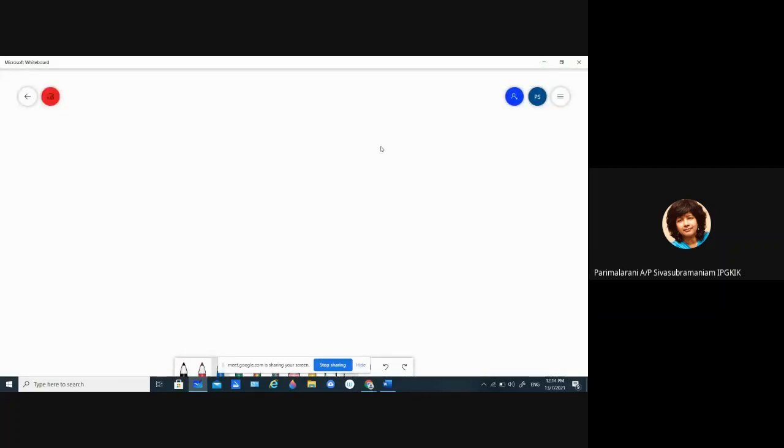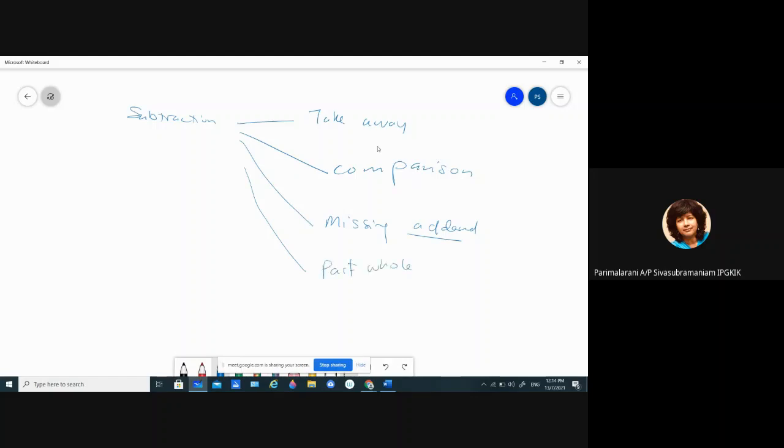Just now we looked at subtraction. I think that we saw the takeaway model. This is very important. Takeaway model. Second model was the comparison model. Third model was the missing add-on. You know what's an add-on, right? Just now you saw what's an add-on. And actually there's one more model which is the part whole model, which we saw just now. This one was the part whole model, the rubber bands just now.